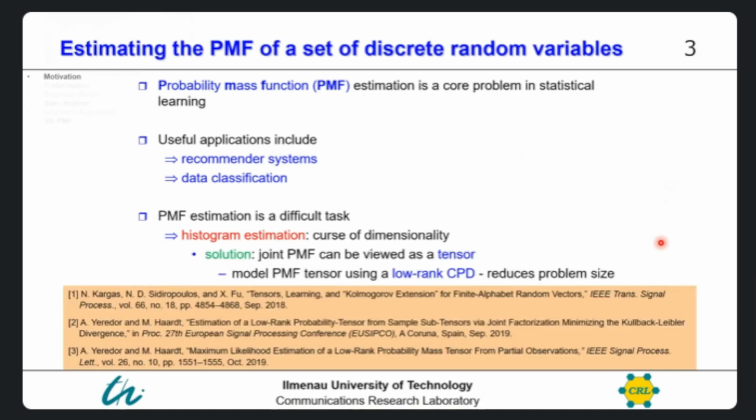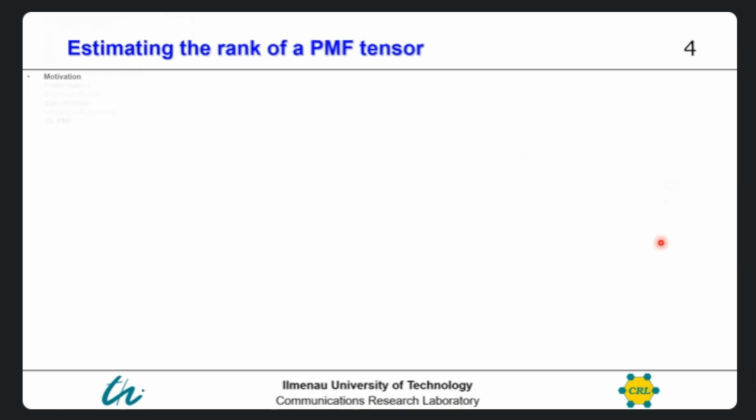And so recently what has been done is to note that we can view the joint PMF as a tensor, and then to impose a low-rank CPD, or canonical polyadic decomposition, in order to reduce the problem size. So this has been done in references 1, 2, and 3, which you also saw in the previous talk. Then, as I said, the rank of the PMF is usually unknown, and generally it needs to be manually specified.